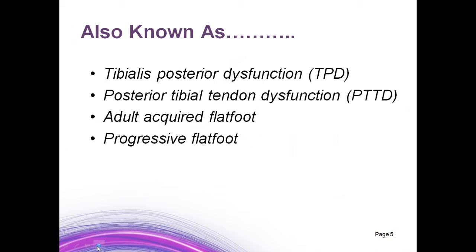As it is an acquired flat foot and occurs among adults and not children typically, it can be known as adult acquired flat foot or also the progressive flat foot. Either way, all of these terms are quite descriptive of the condition. It's progressive as it develops over time, it's acquired, it's not congenital, it typically affects adults, and it always involves the tibialis posterior tendon.